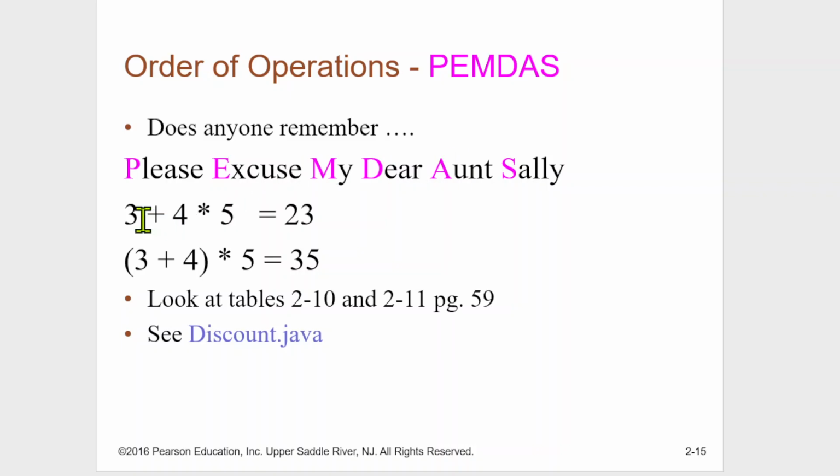But anyway, so parentheses, then exponent. Sorry, my brain shot. So, you're multiplying 10 to the 5th: parentheses, exponents, multiplication, division, addition, and subtraction. Okay, you can look at tables 2-10, 2-11 on page 59.